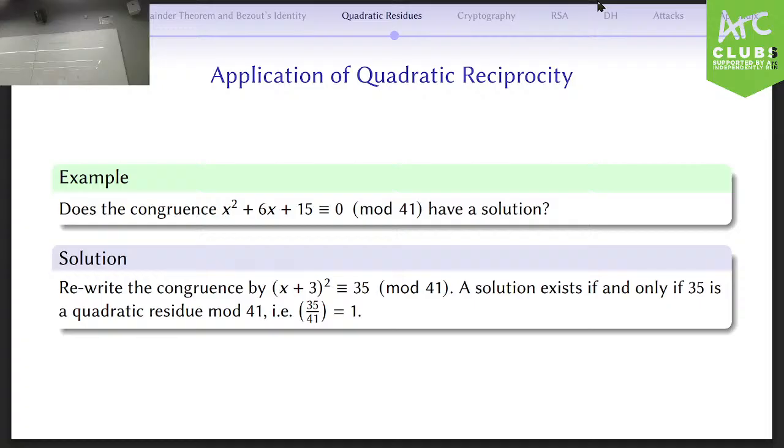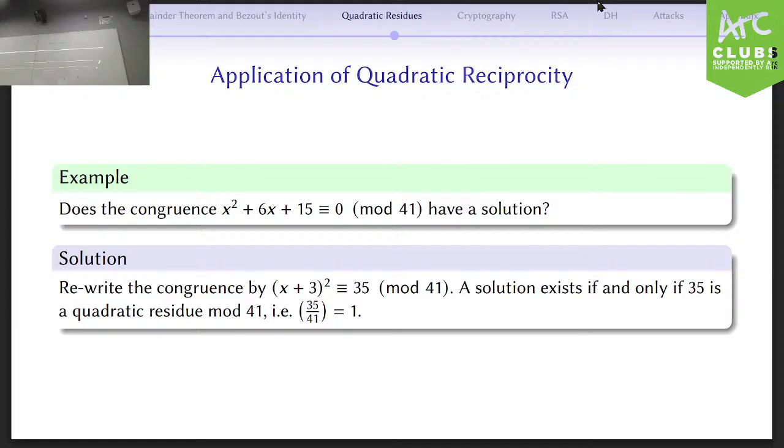If you remember from 6 or 7 slides ago, that's basically saying the Legendre symbol of 35 on 41 is equal to 1, because by the definition of the Legendre symbol, it's equal to 1 when this is a valid quadratic residue mod an odd prime, and 41 is an odd prime. So a solution exists if and only if 35 is a quadratic residue mod 41, i.e. this is 1.